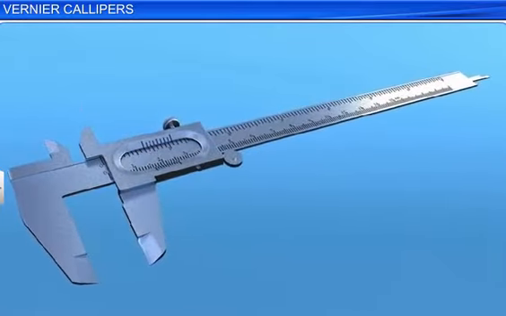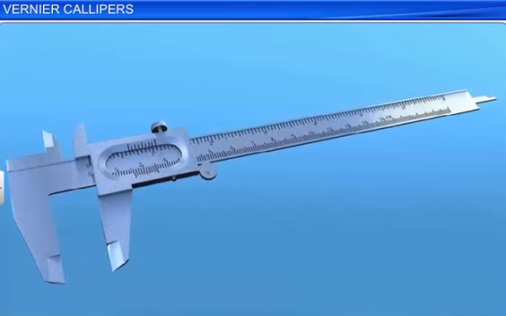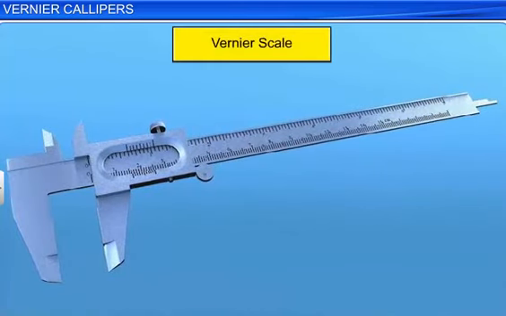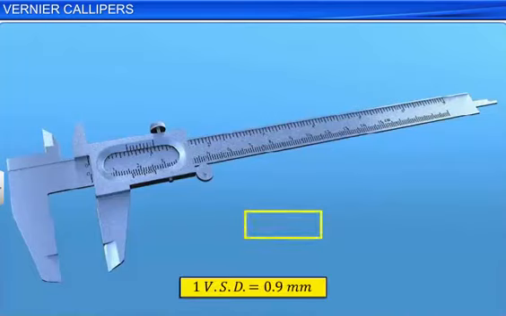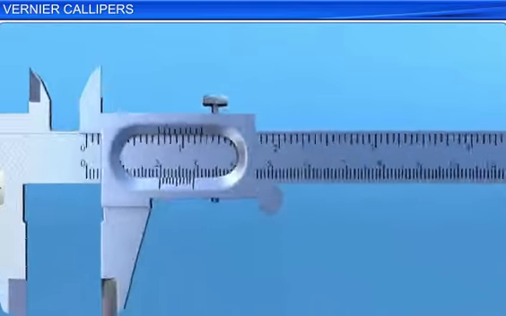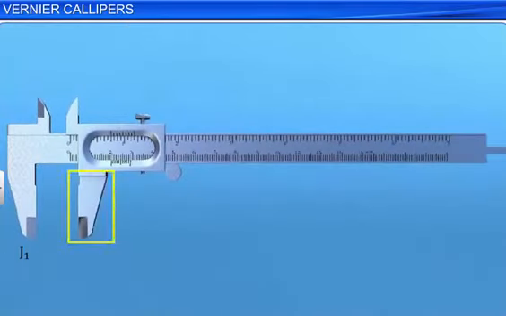A metallic frame on the right side of the fixed jaw slides over the main scale, called the vernier scale. On the bottom edge of this frame is a graduated scale. It usually consists of 10 equal divisions that coincide with 9 main scale divisions. The value of each vernier scale division is equal to 0.9 millimeter. This vernier scale is provided with a jaw, J2, on the lower side which can move with the vernier scale. This jaw is called the movable jaw.